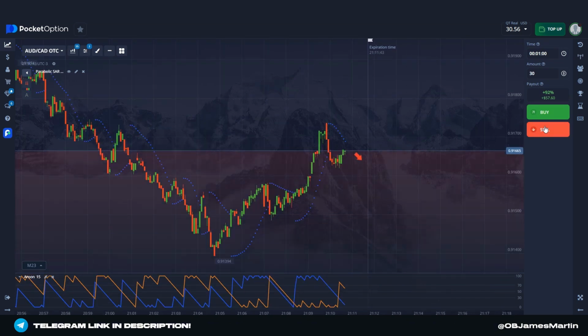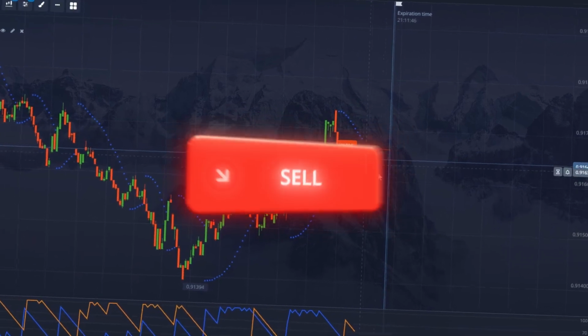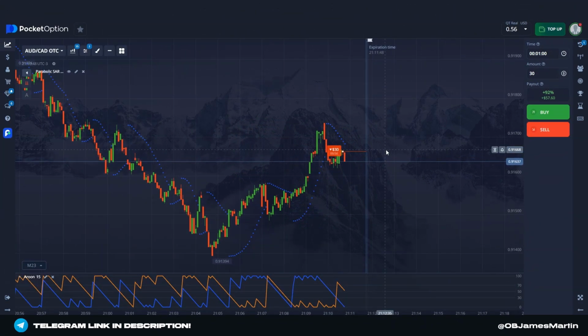And so, guys, the new signal is a sell trade. The time is 1 minute again, and the first secret you need to know is to look for big waves in the markets.